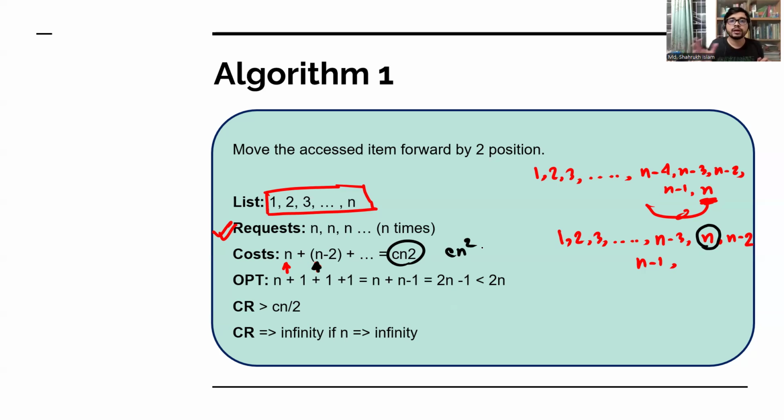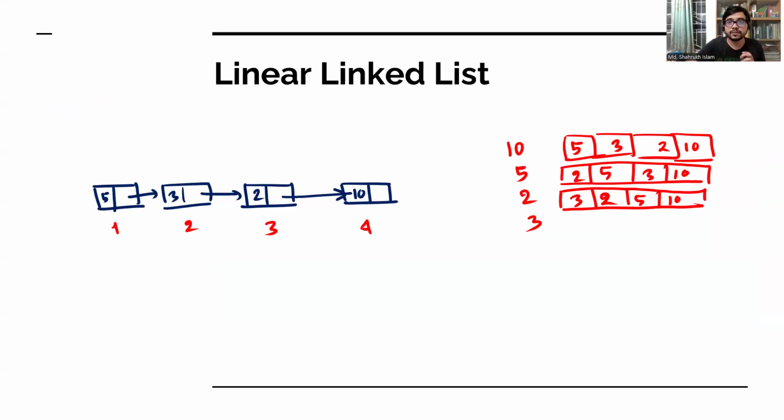But in the previous slide we knew that the optimal solution will take n plus 1 plus 1 plus 1 cost, because in the first iteration the last item is at the last position, and to access it will cost n. From the second iteration to the nth iteration, it will cost 1. Look at here.